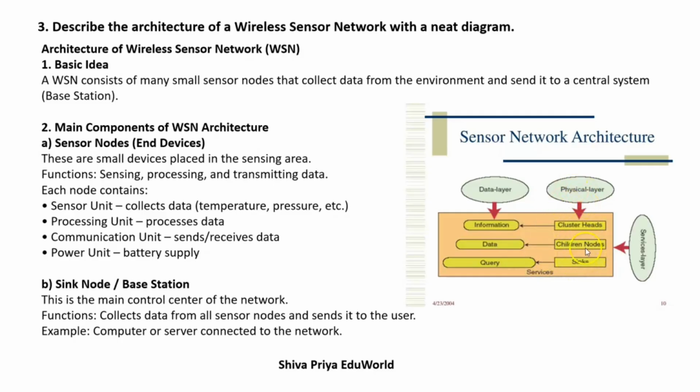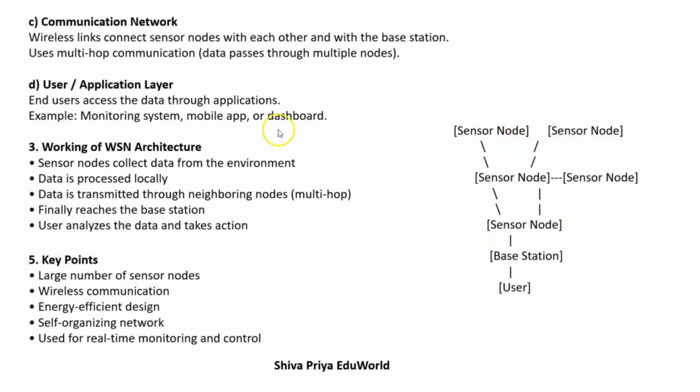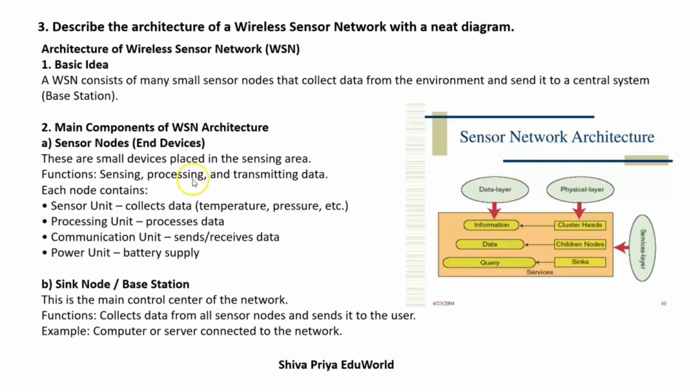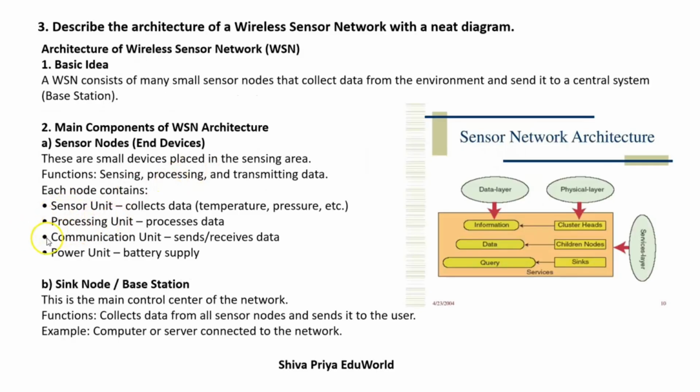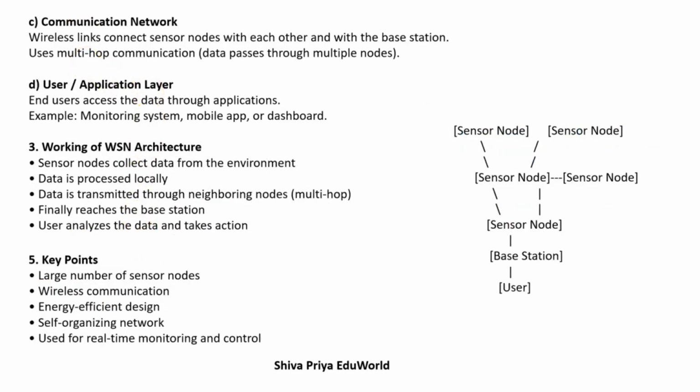Everything is there in the physical layer and service layer on this side. This one also you can write in your exams. Based on the explanation, you have to draw this diagram as a block diagram. You have to write everything in boxes. We have multiple sensor nodes, and inside the sensor nodes you have to write down the sensor unit, processing unit, communication unit, power unit, everything. After that, we have the sink node, communication network, and user and application layer.